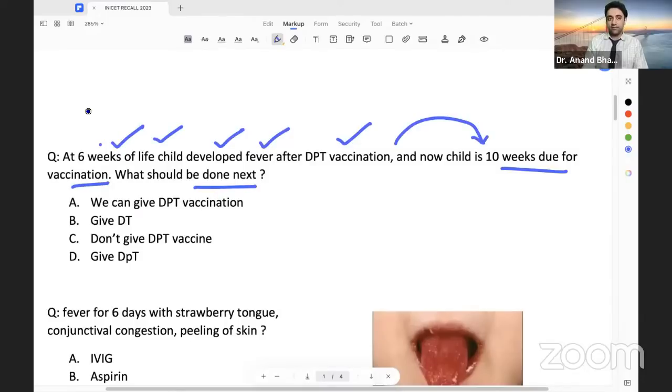I'll repeat again. A 6-week-old baby had come for DPT vaccination. Now the baby is 10 weeks old. What will you do? Very, very important. The best answer for this question is that we can give DPT vaccination.